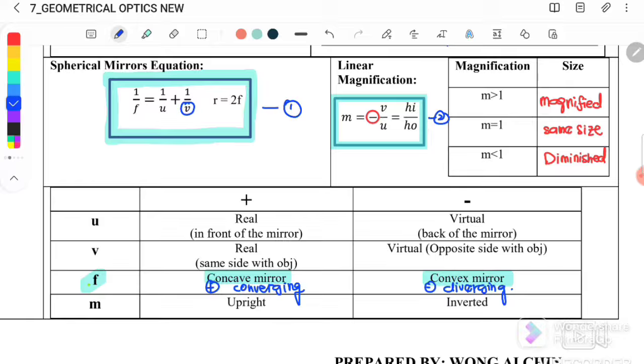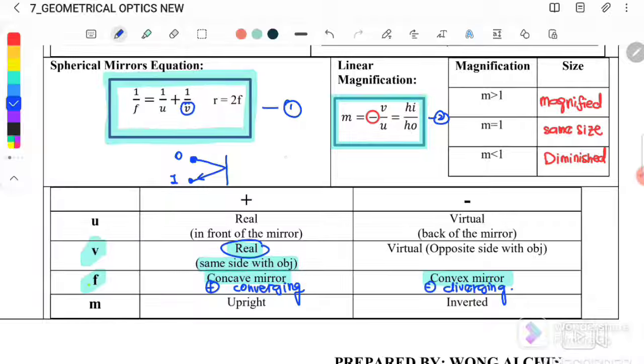Next is the value for the image distance v. Let's say this is the mirror. If the object comes here and is reflected back, and the image formed is on the same side as the object, then it is a real image, because it is a reflection.